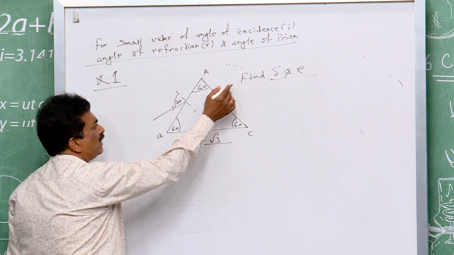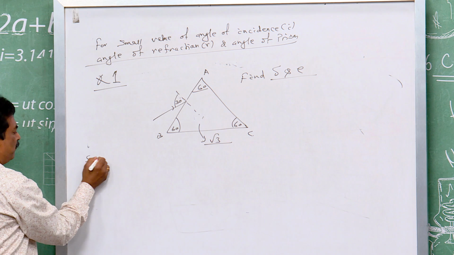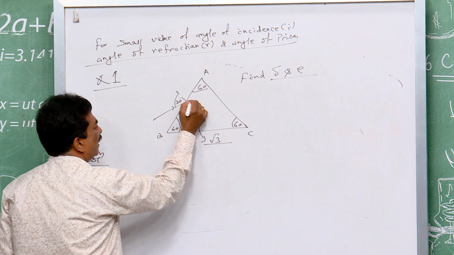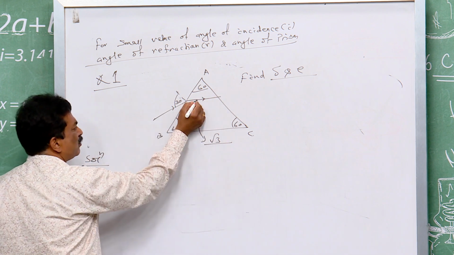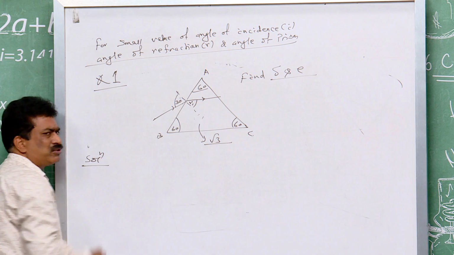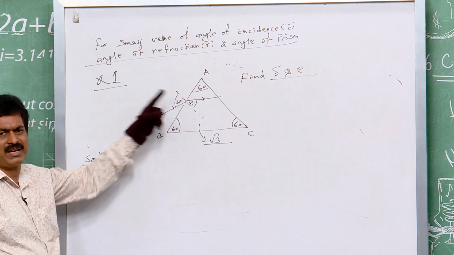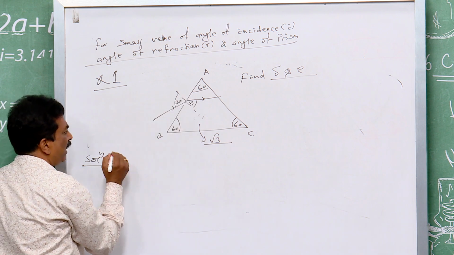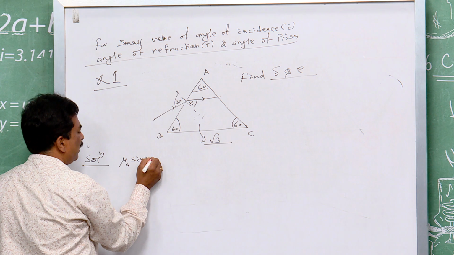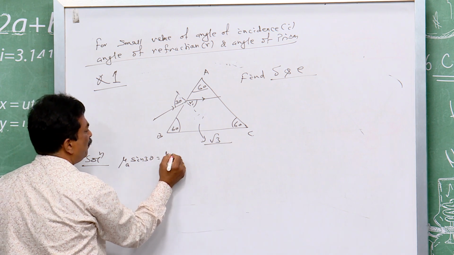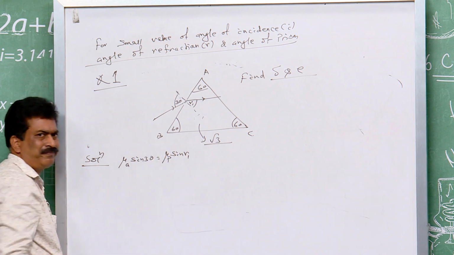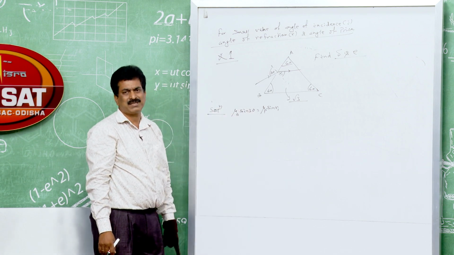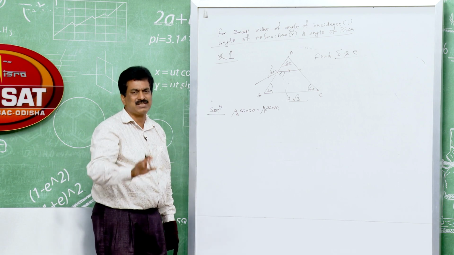So how will you find these two values? Solution. This is the incident ray, this is the normal, and there will be a refracted ray, and this will be the angle of refraction, equal to r1. Here the refraction is taking place at this point. So according to Snell's law, mu of air sin 30 is equal to mu of prism sin r1. Clear, my students? This is the point where the refraction is taking place. Where refraction is taking place, Snell's law must be satisfied.